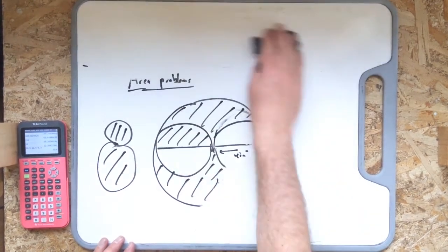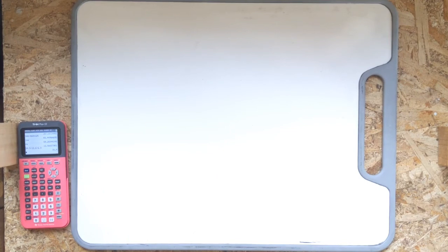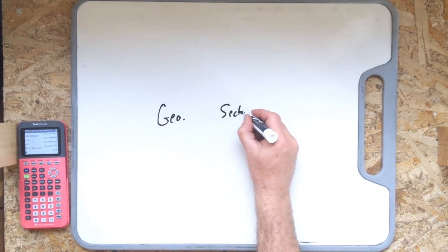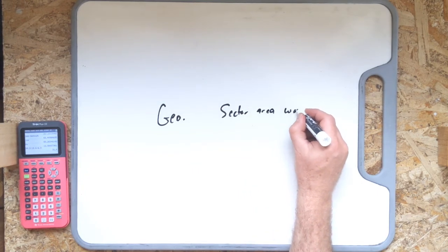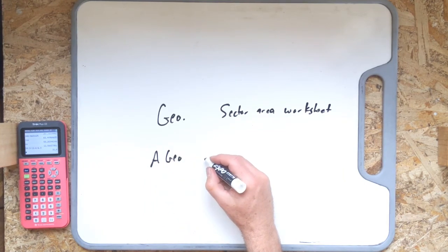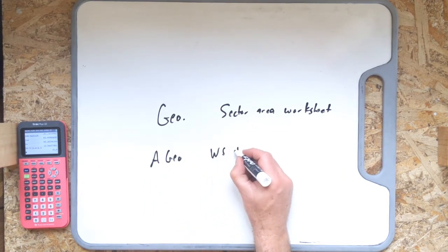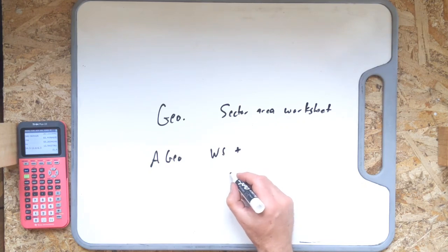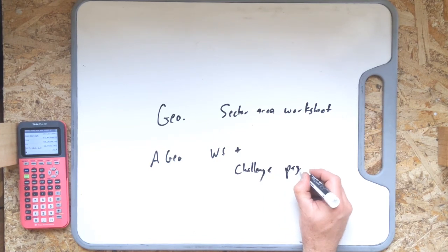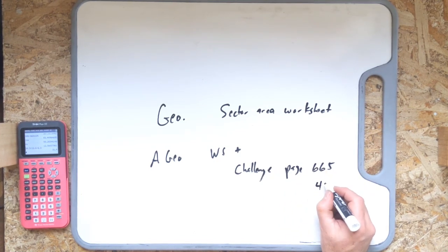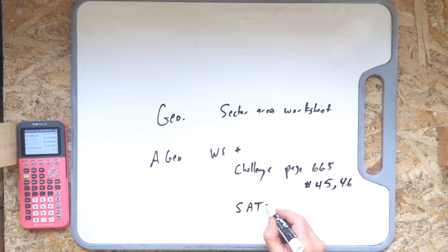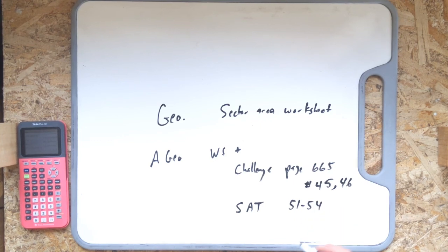Okay, for homework, for geometry, there is a sector area worksheet to do. For advanced geo, there is the same worksheet, plus a couple of challenge problems. Page 665, 45 and 46, and some SAT problems, 51 through 54, on that same page.